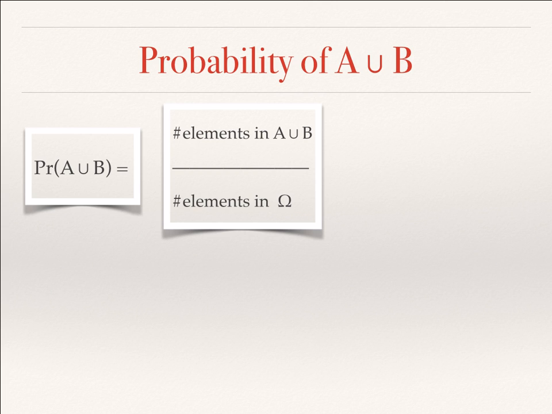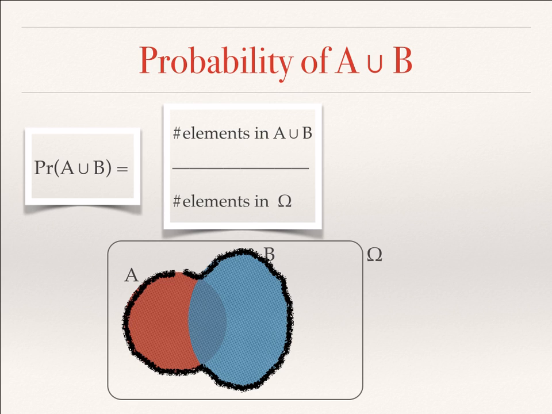We count the number of elements in A union B and divide by the number of elements in omega, which is our sample space. And keep in mind, pictorially, that the union is this operation that picks out all the elements in A and B, not just the elements that are in common. And so that is why pictorially I drew that thick line around both A and B.